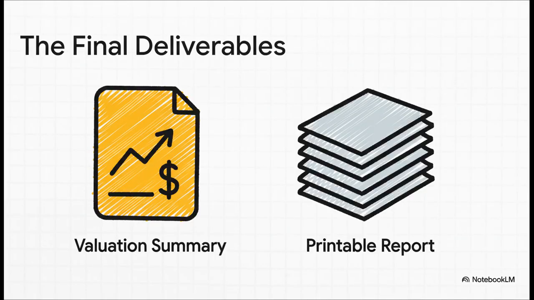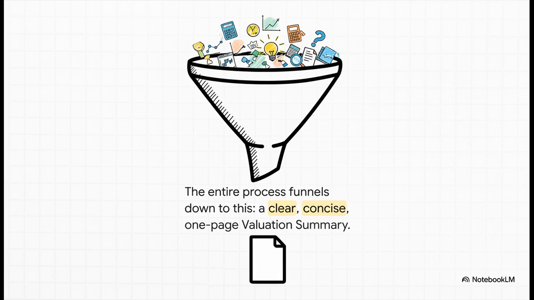So at the end of the day, what do you actually get? The model produces 2 key things. First, you get a powerful 1-page valuation summary. And second, you get a comprehensive 16-page printable report that has all the details, your inputs, the financial statements, all the ratios, basically all the backup you need for your analysis. But really, let's be honest, the whole point of this entire process, your ultimate goal, is to produce this clear, concise 1-page valuation summary. Everything you've done, all the research, every assumption, it all funnels down to this single, powerful sheet. It's the entire story of your valuation in one quick snapshot.